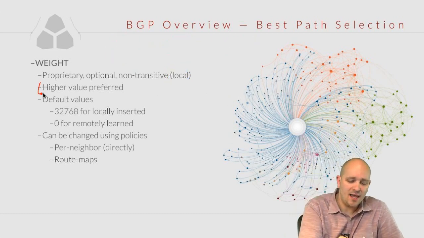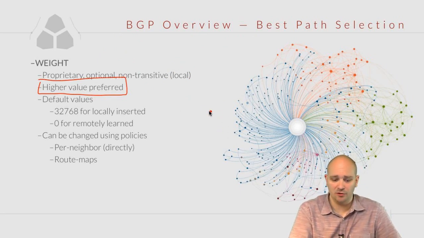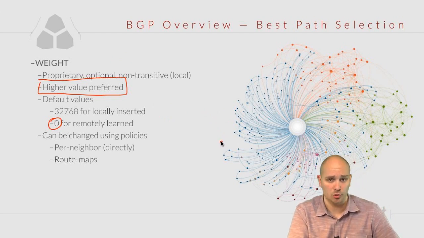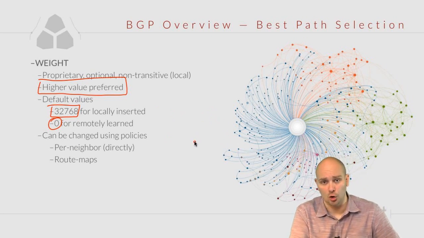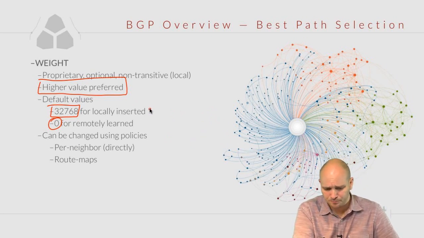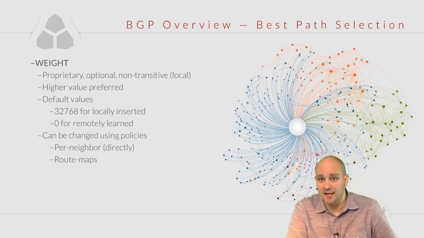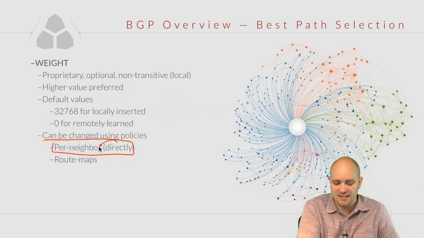With weight, the higher value is preferred over lower values, and the default values are either 0 for all the routes that have been learned from remote peers, or 32,768 for all locally injected routes. And this means routes that have been inserted with the network statement, or that have been redistributed, or that have been inserted using the aggregation. Weight, obviously, just like any other attribute in BGP, can be changed. We can change it on a per neighbor basis, and this is a direct change.